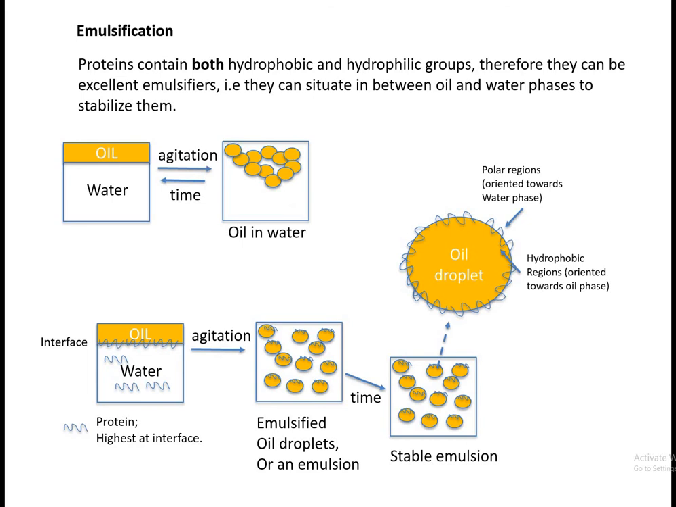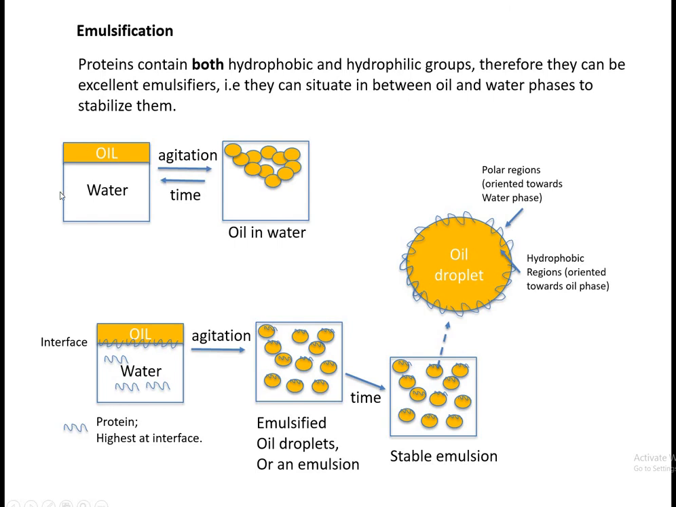Another functional property, a very important one, is called emulsification. You know that proteins have both hydrophobic and hydrophilic groups. The hydrophobics tend to be away from the water. Hydrophilics tend to be directed toward the water phase. Because of that, proteins can be excellent emulsifiers. They can situate, that's a new word today, they can situate in between oil and water phases to stabilize them.